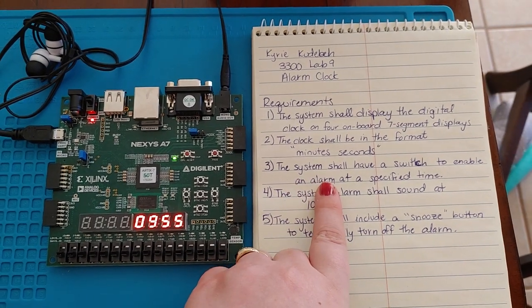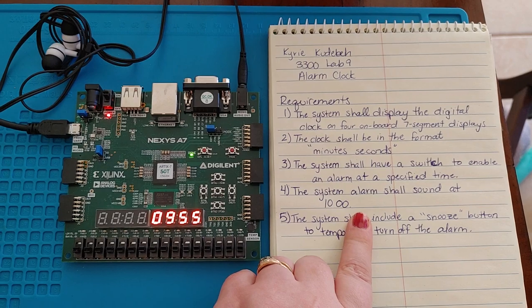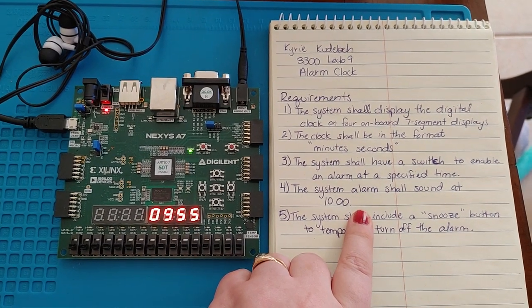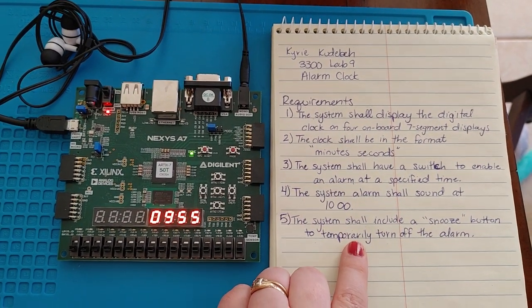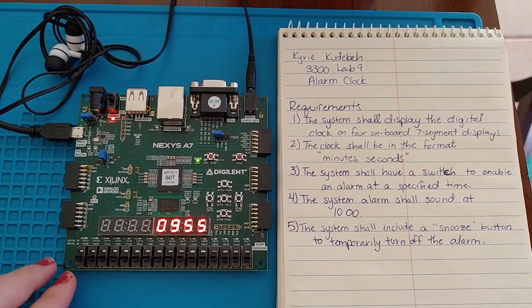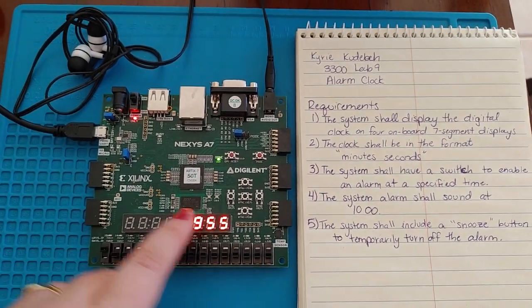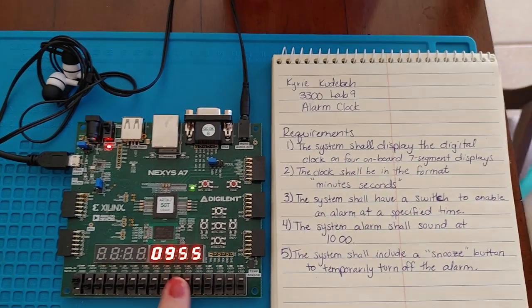my next requirement here is that it has a switch to enable the alarm to go off, and that the alarm should sound at 10 minutes. And then I'm also going to demonstrate a snooze button at the same time here. So this is my enable switch for the alarm. Now it should start sounding at 10 minutes.